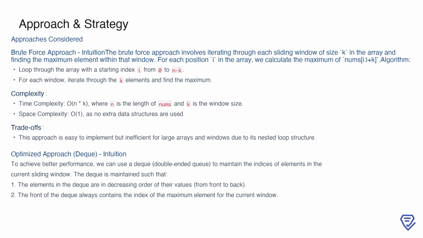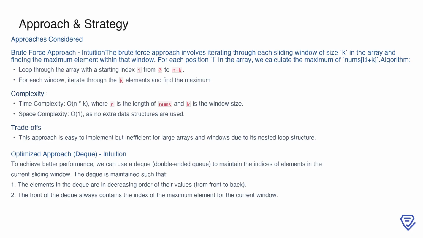To solve the sliding window maximum problem, the brute force approach is the most straightforward way to start. Here, the idea is to iterate through every possible sliding window of size k in the array and compute the maximum value for each window. Specifically, for each starting index i in the array, we calculate the maximum of the next k elements, which gives us the result for that window.